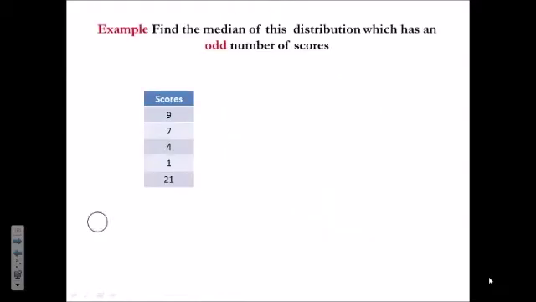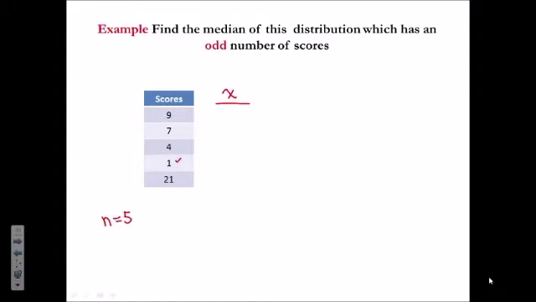Example: find the median of this distribution. This particular distribution has an odd number of scores, 1, 2, 3, 4, 5. So n is 5. The median is the score in the middle. The naive student might say, well, 4 is in the middle, so 4 is the median. No, that's not true. The distribution must be sorted first, so be careful. If the distribution is not sorted, you must sort it first.